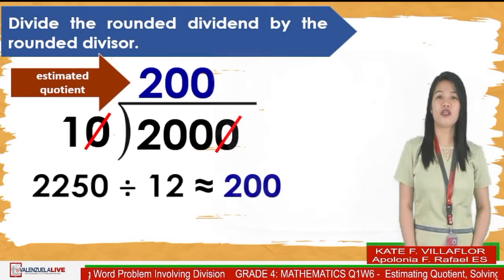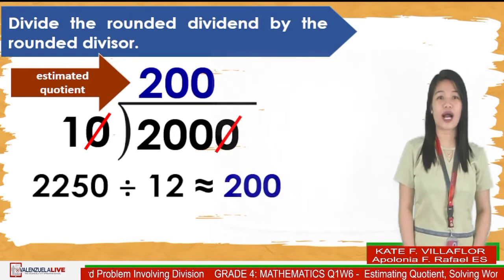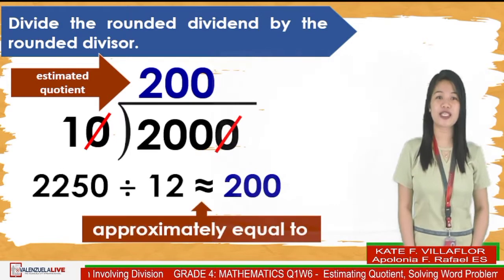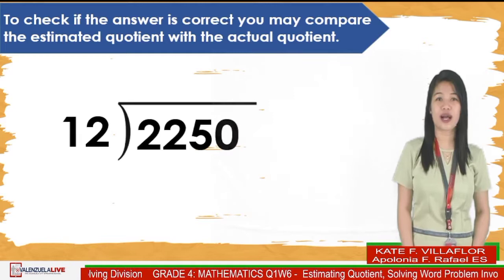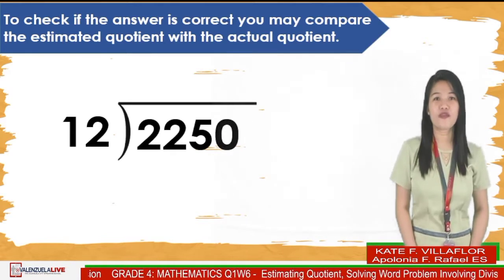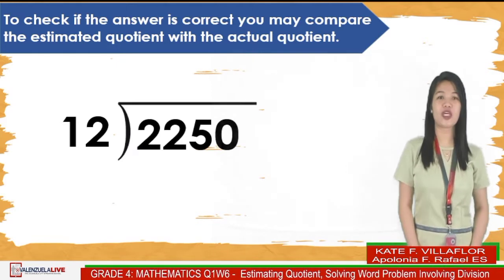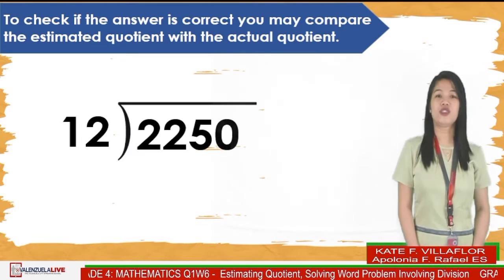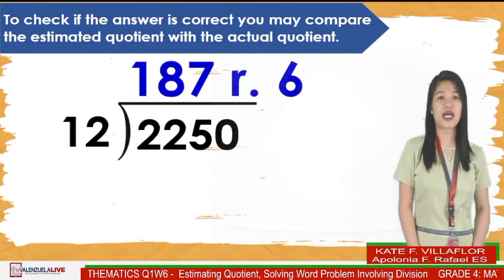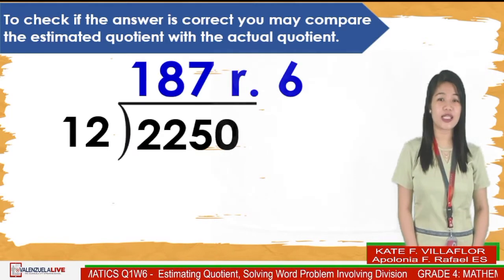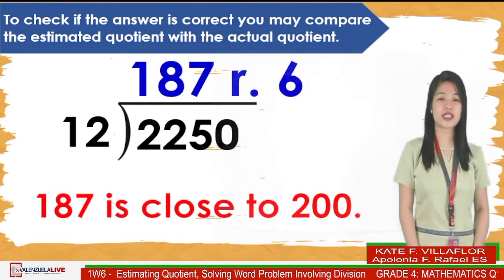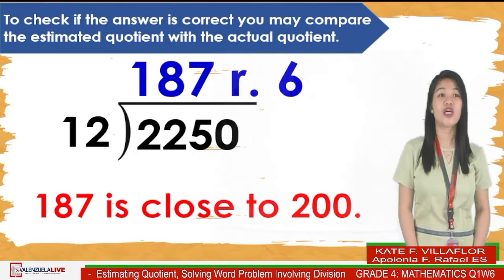Very good. Therefore, 2,250 divided by 12 is approximately equal to 200. To check if the answer is correct, you may compare the estimated quotient with the actual quotient. 2,250 divided by 12, the answer is 187 remainder 6. 187 is close to 200.